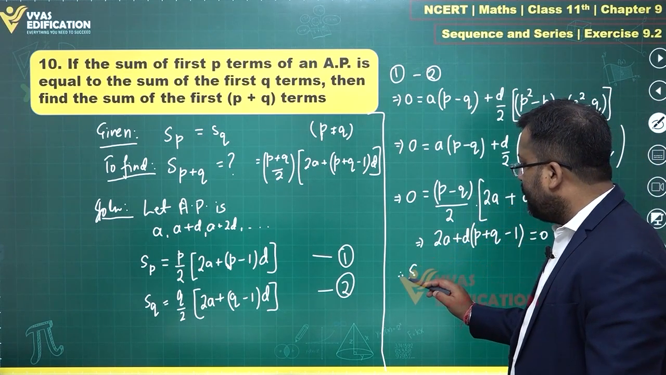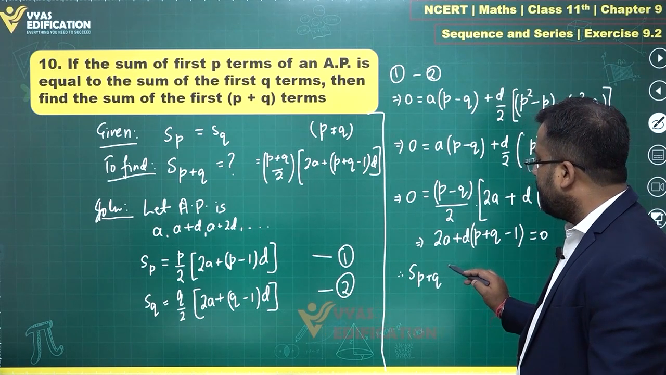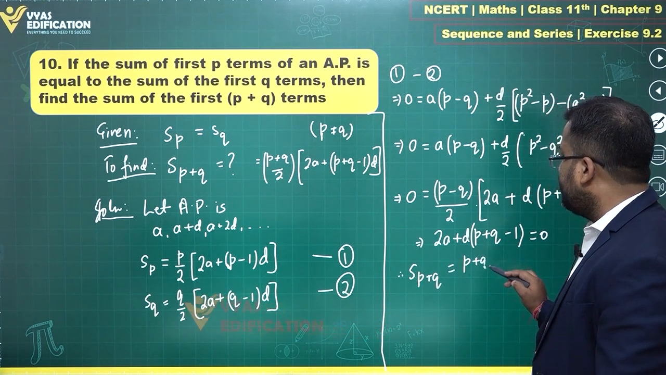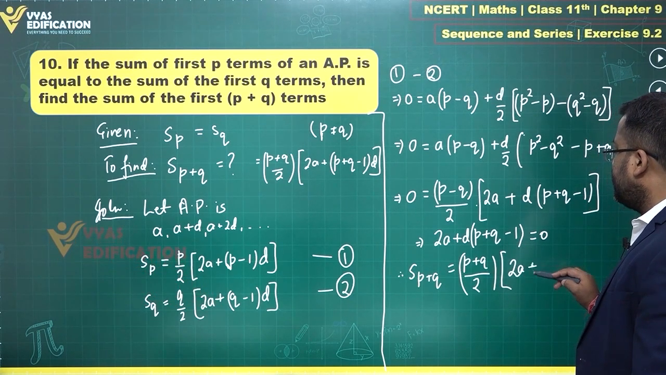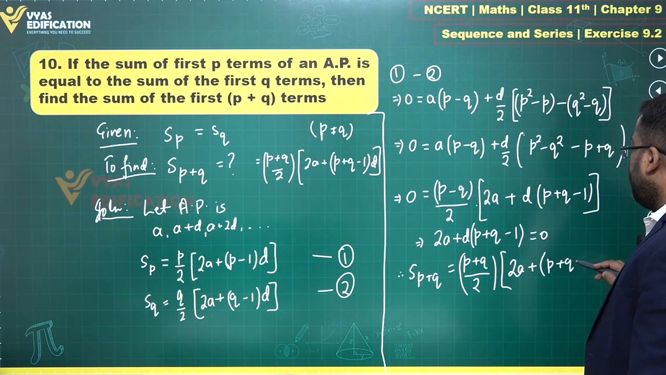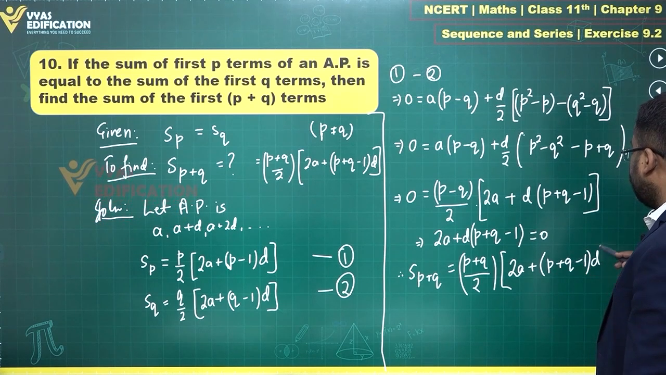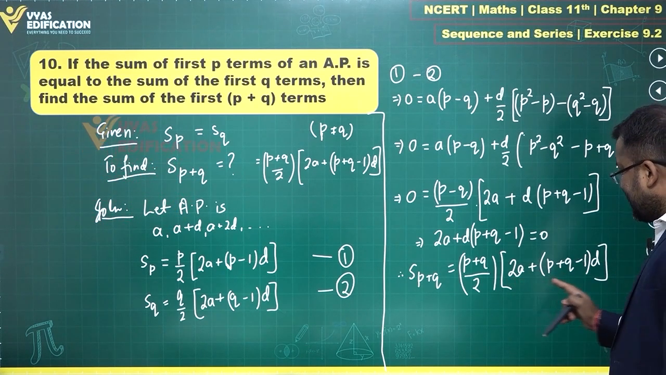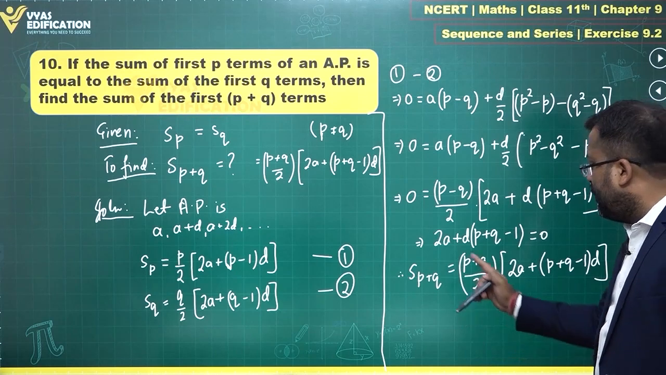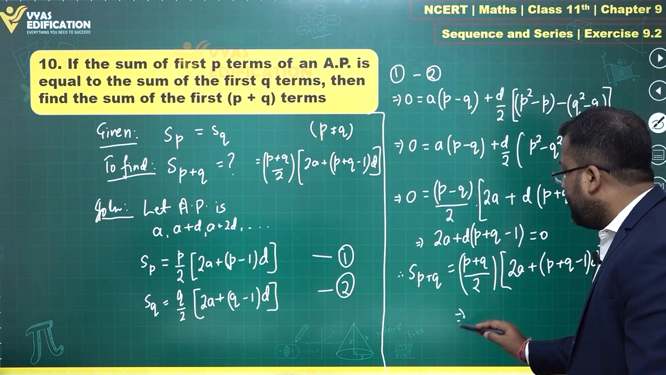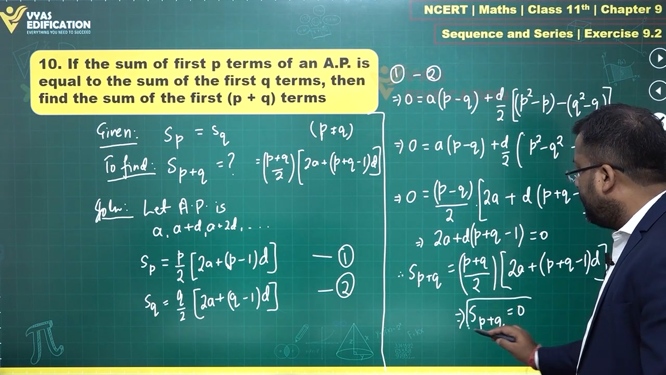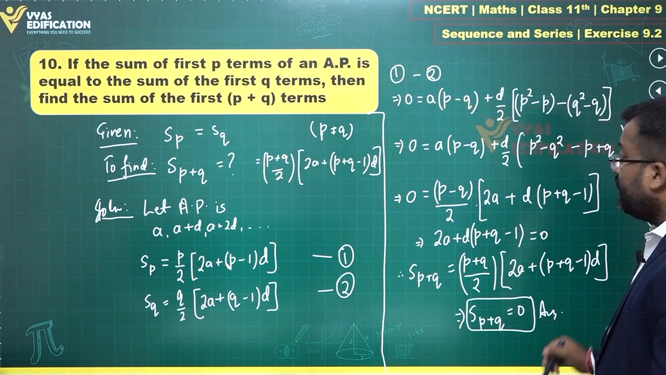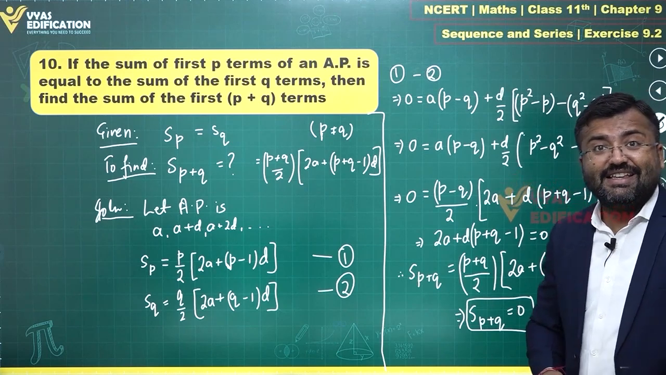And therefore S of p plus q, what about this one? This is nothing but p plus q by 2 times (2a plus (p plus q minus 1) times common difference d), and since this bracket is 0, this overall value will also be 0. That's my required answer for this question, as you can clearly see.